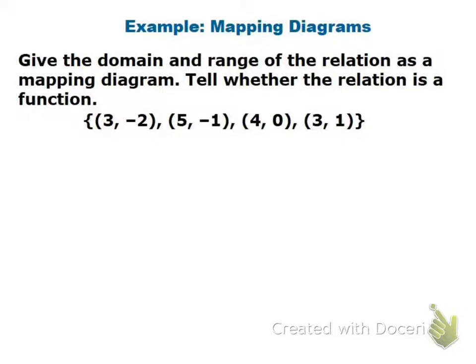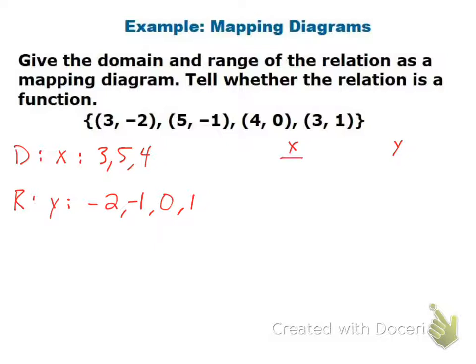Here, give the domain and range of the relation and then tell whether it's a function. So the domain, again, like I said, is just your x's, which in this case is 3, 5, and 4. When you have a repeat in your domain and range, you don't have to put it. Your range is your y's, which is -2, -1, 0, and 1.